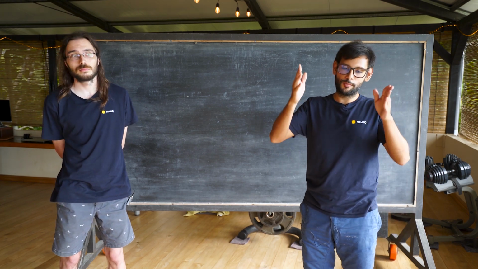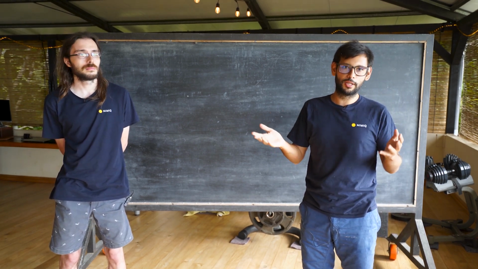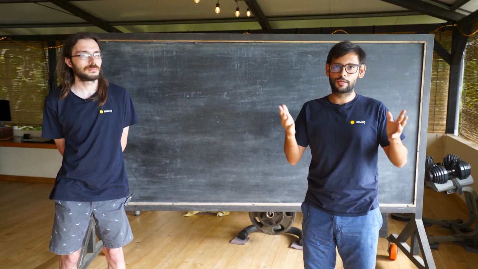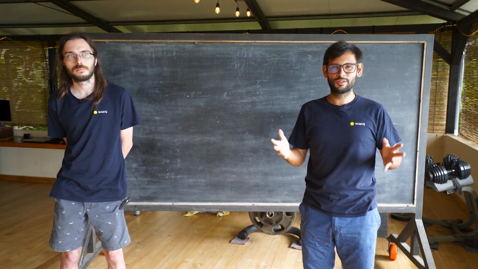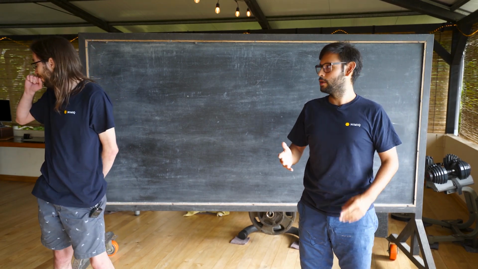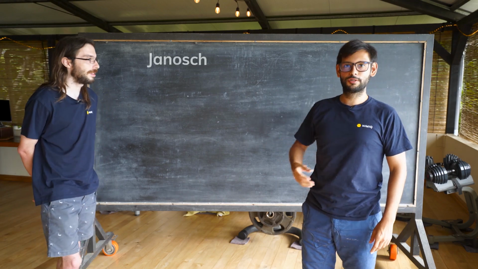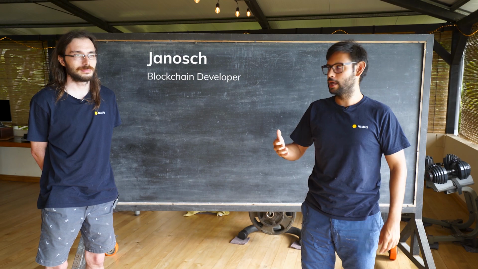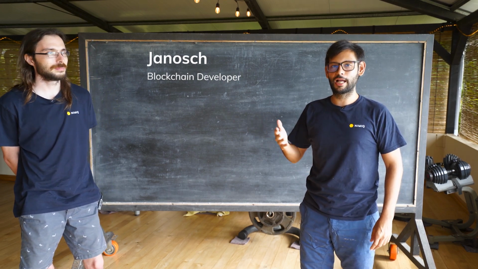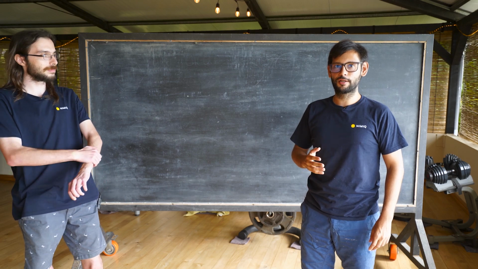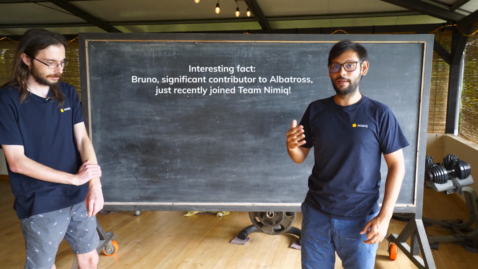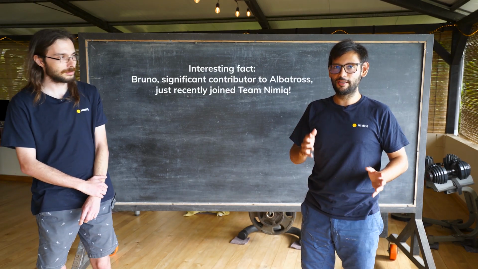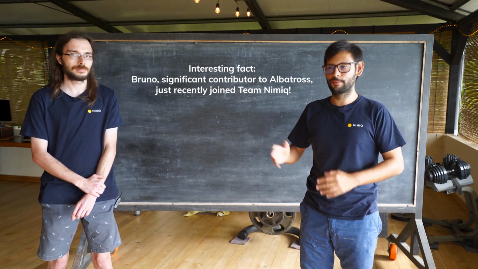So we had some questions, and the community answered with the things they actually want to learn. The main one was, can you explain a little bit more about Albatross? Here we have Janosch, a blockchain developer of Nimiq, who is also one of the people behind Albatross. He's going to give us an overview of the Albatross consensus algorithm, a proof of stake consensus algorithm that was invented by Nimiq developers and also Trinklet software developers.